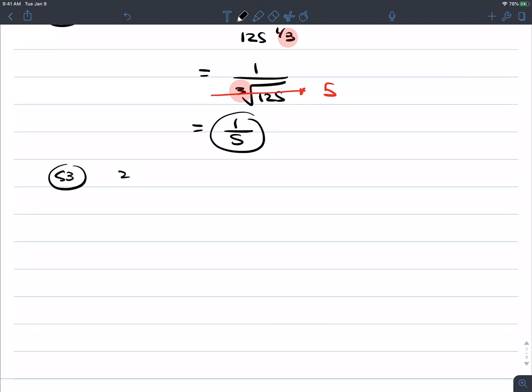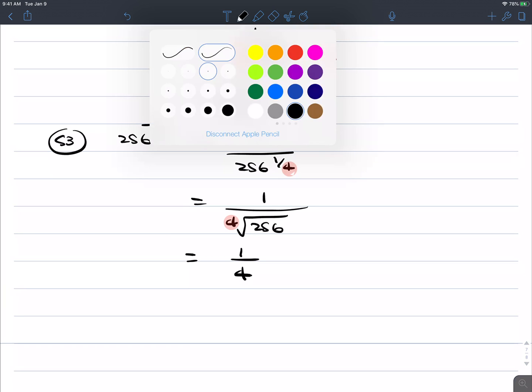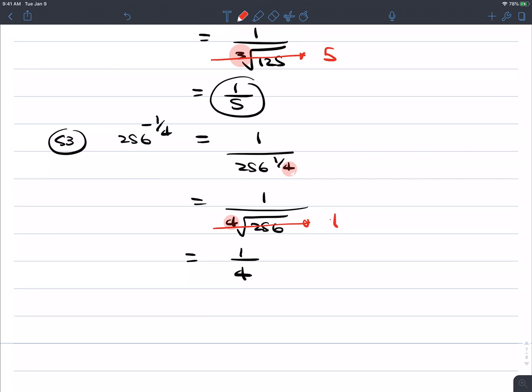So 53, we get 256 to the negative 1/4 power. 1 over 256 to the 1/4 power. Now, 256 to the 1/4 power here, ladies and gentlemen, look at the index 4, right? That means I have the 4th root of 256. So what is the 4th root of 256? Is that 4? Okay, so the denominator here is 4. So this final answer is 1/4.